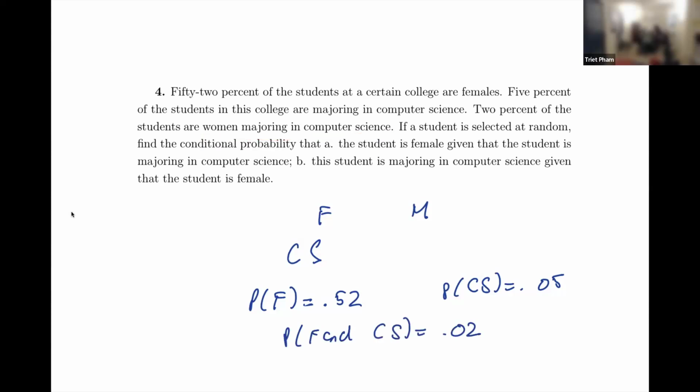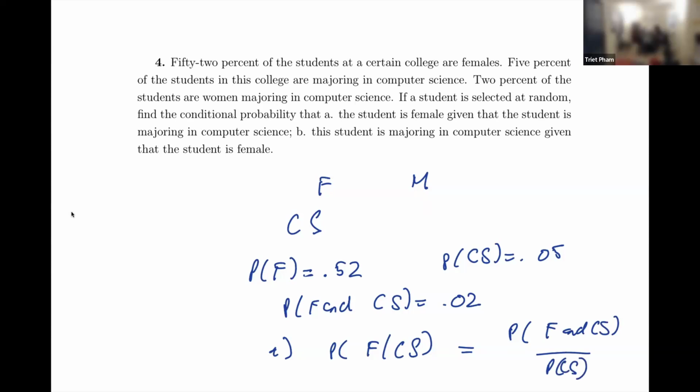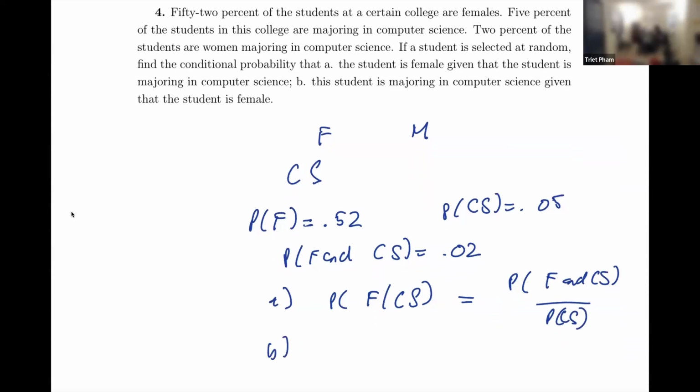Good. And now we have to find the conditional probability. P of F given CS, which is F and CS over P of CS. So that's it. P of CS given F, again, is P of CS and F over P of F. Once we have that, everything else is clear. Any question?